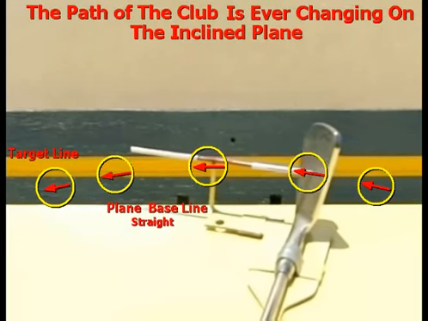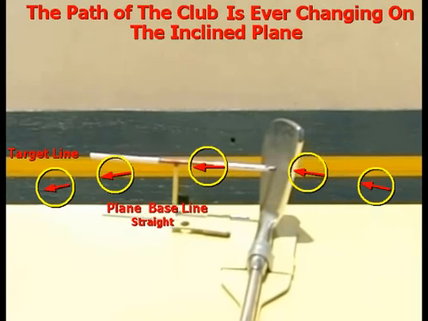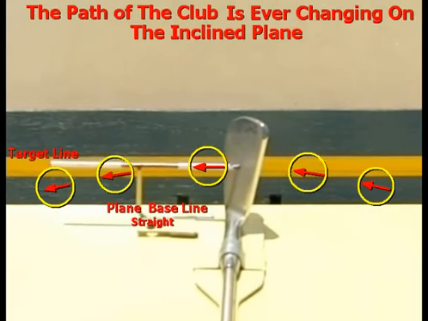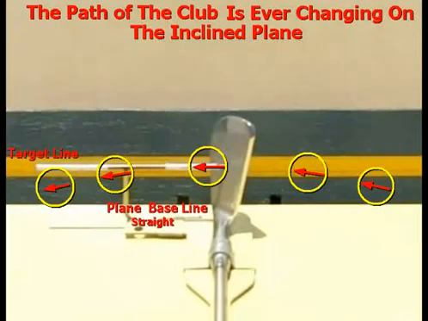And finally, when we get to the bottom of this swing arc, now the path of the club is directly down the target line, and remember, the base of this plane is also parallel to the target line. So if we want a straightaway path, when the base of the plane is at the target line, we've got to hit it at low point with a square club face to create a straight shot.